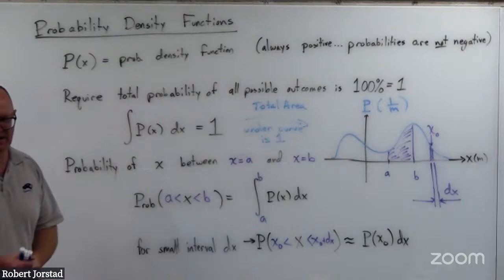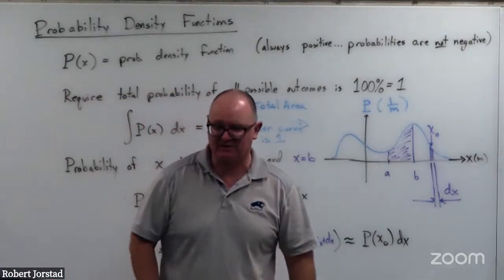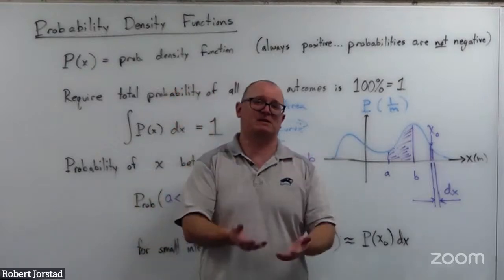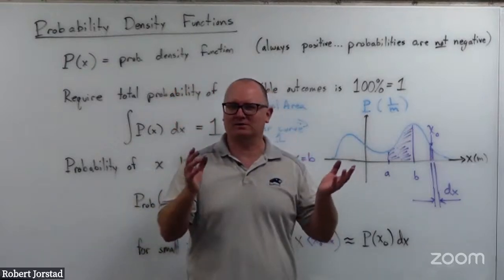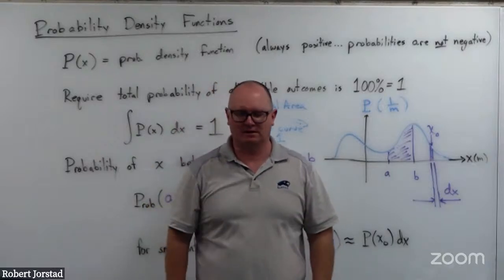And so hopefully that gives you a very quick crash course on probability density functions. We use this for the Maxwell-Boltzmann speed distribution, how fast different molecules are going in air, and also for quantum mechanics at the end of the semester. Schrodinger equation, all that.